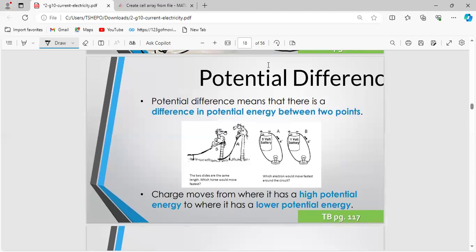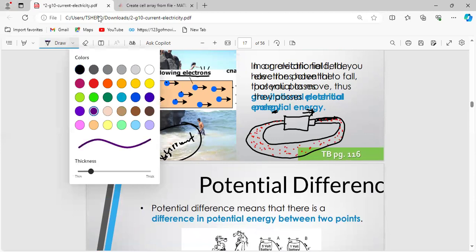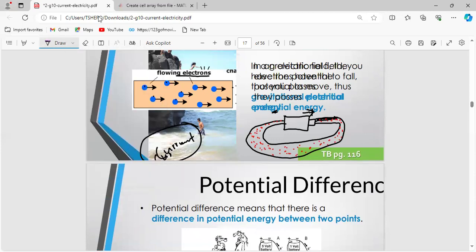So again, here we're still emphasizing, I have already explained everything under the potential difference, that the potential difference means that there is a difference in potential energy between 2 points. Now, when you talk about the difference in energy between the 2 points, let's take this point, we have this point, and then we have that point.